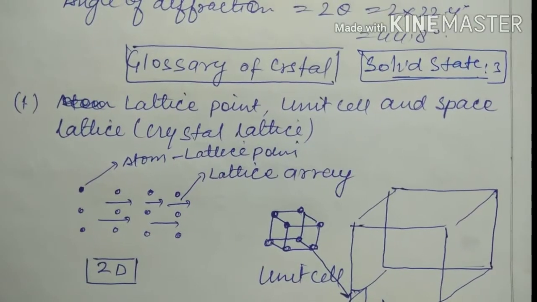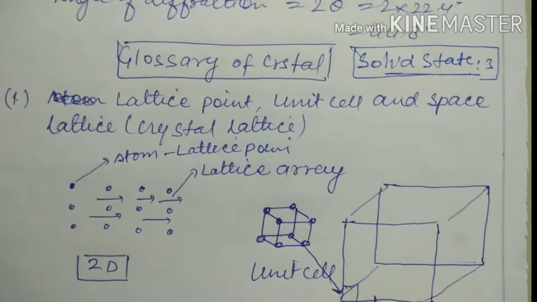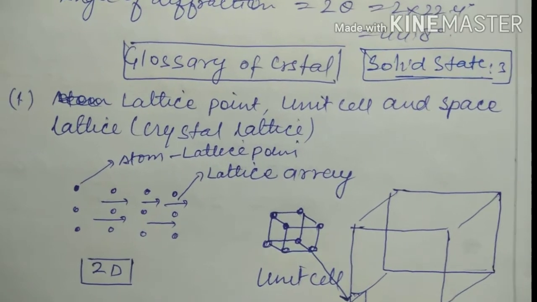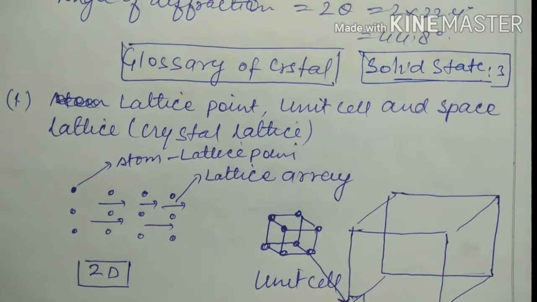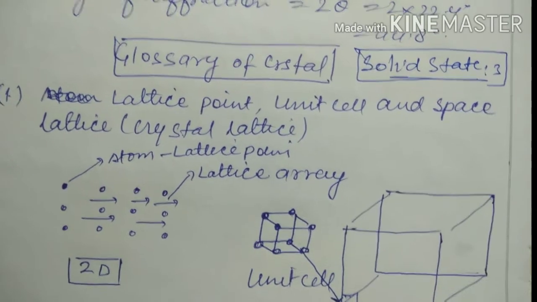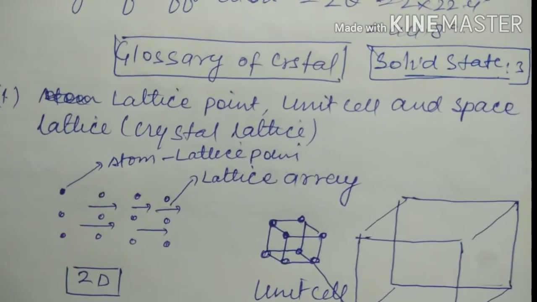Now we are coming to the next part of solid state. This is actually the glossary of crystal or solid state. Now the first heading is: what is the meaning of lattice point, unit cell and space lattice. This is actually called a crystal lattice.